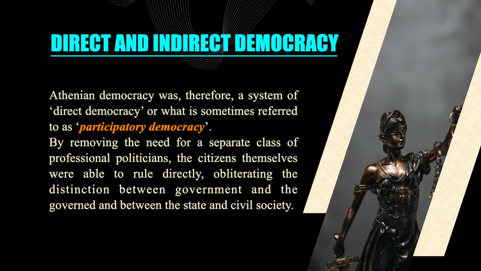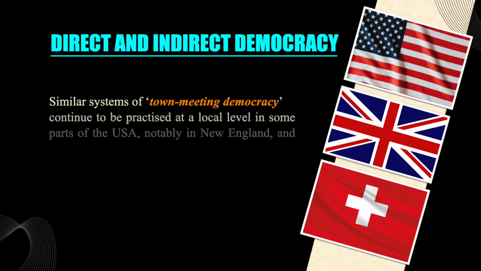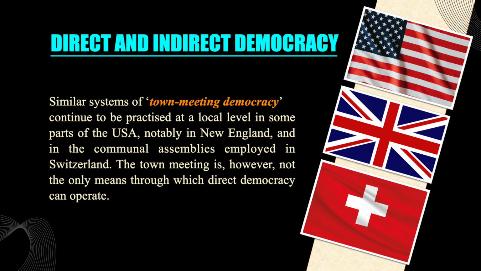By removing the need for a separate class of professional politicians, the citizens themselves were able to rule directly, obliterating the distinction between the government and the governed and between the state and civil society. A similar system of town meeting democracy continued to be practiced at a local level in some parts of the USA, notably in New England, and in the communal assemblies employed in Switzerland.